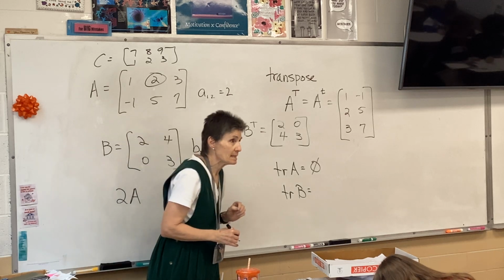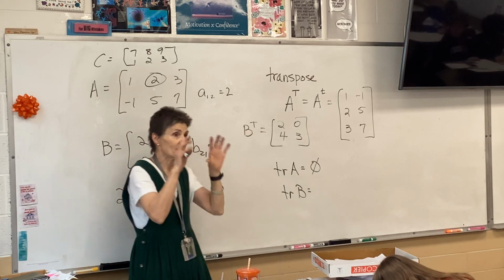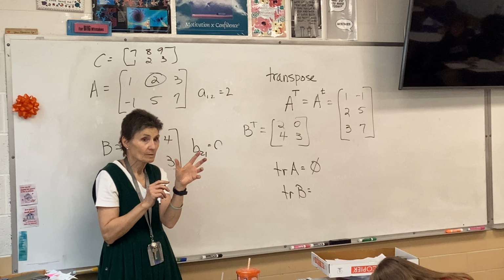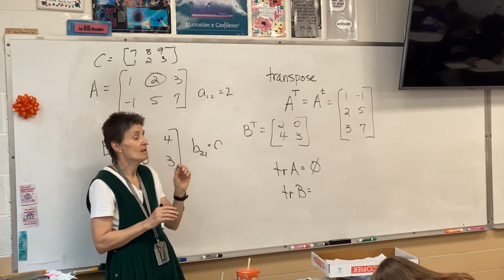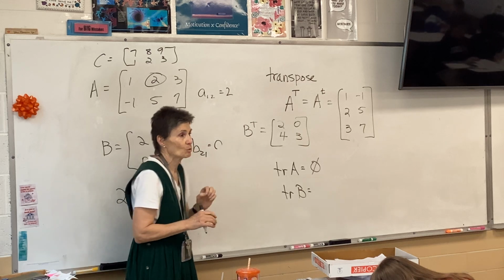Now, any matrix can be transposed. Anybody can have rows become columns. That can happen anyway. But a trace has to be square.